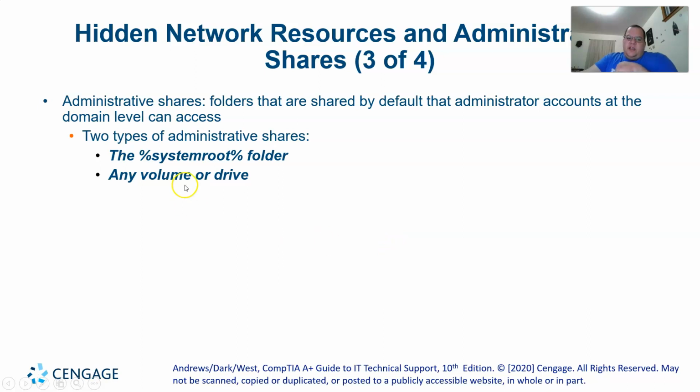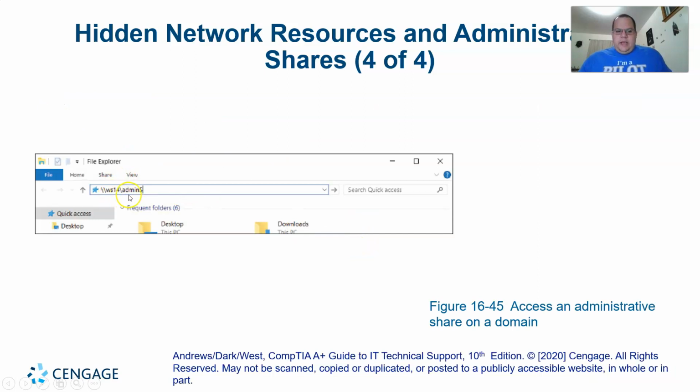So administrator share, you got the symbol, like this is the directory, system root folder, any volume. So this is the default account at the domain level. So this is like your main one. Like if you put the $ in the Windows address bar, it takes you right to it. So you go admin$, and it shows you where you need to go.